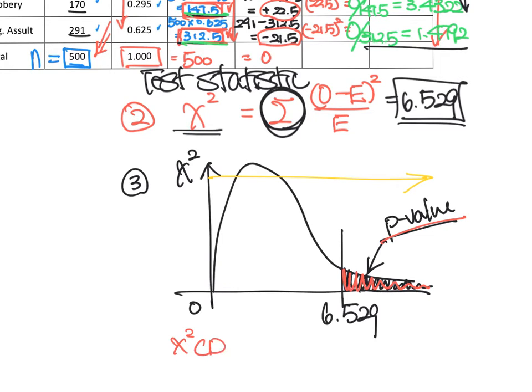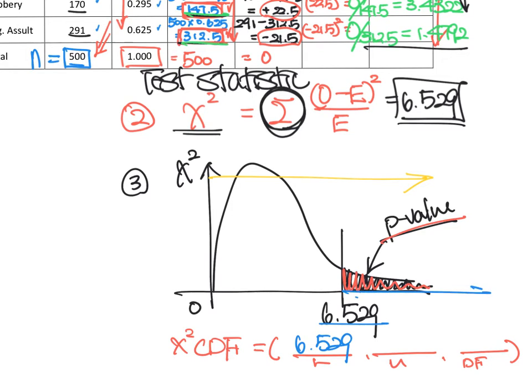chi-square CDF. The chi-square CDF asks us for the lower, upper, and the degree of freedom. It asks us for three parts. So the lower must be 6.529. It's going to positive infinity. So most of the time I plug in the upper one as 9,999. And now, like the t distribution, we need the degree of freedom.